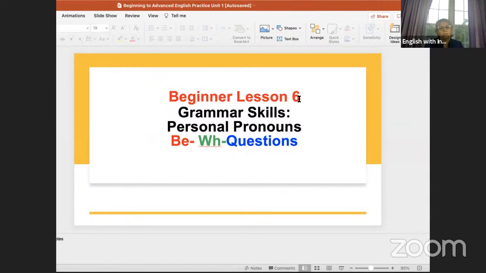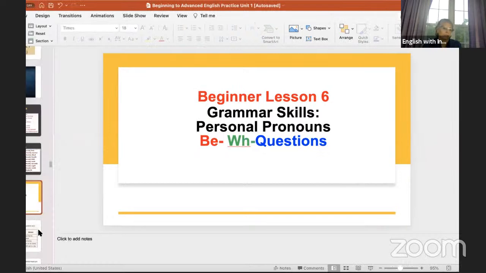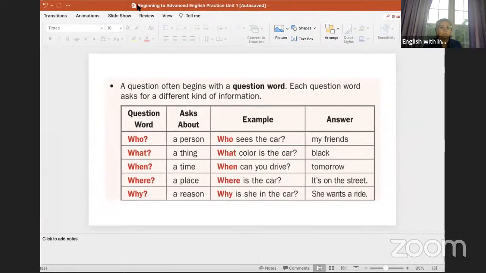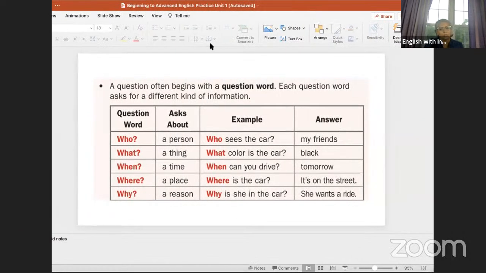So the grammar skill, we already talked about the pronouns, and today we are going to practice the WH questions. Okay, so a question often begins with a question word. Each question word asks for a different kind of information. The question word who is about a person.